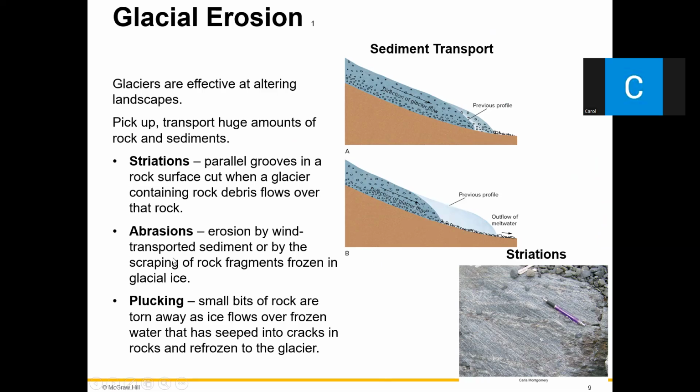Abrasion is erosion by wind transported sediment or by the scraping of rock fragments frozen in glacial ice. When you see it kind of being scratched, although when I think scratching, I usually think striations. Here is a picture of striations, which are parallel grooves and they show the direction that the ice flowed. So if you're in a glacial valley and you find bedrock and it has all these little scratches in it, you know that the glacier was moving in this direction.